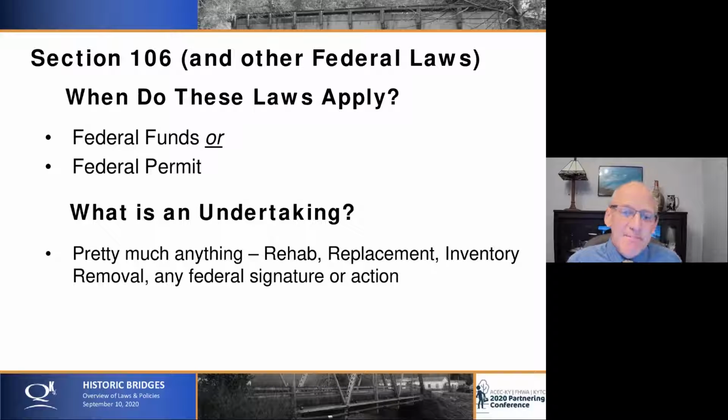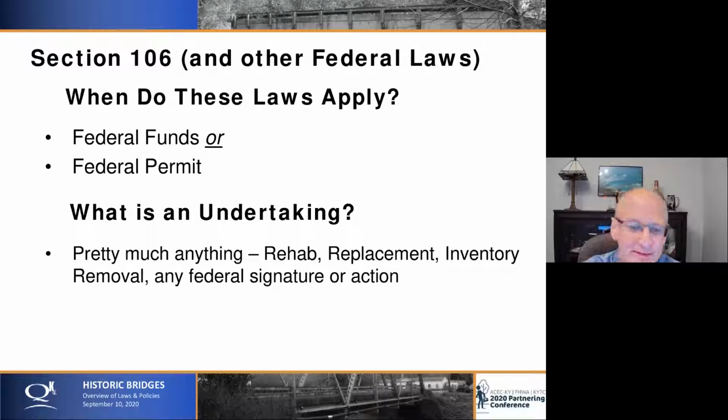So when do the laws apply? In short, it's federal funds or federal permit. If you have a historic bridge over a stream, you're most likely going to need a federal permit. Therefore, almost always, these bridges have to undergo the Section 106 process.